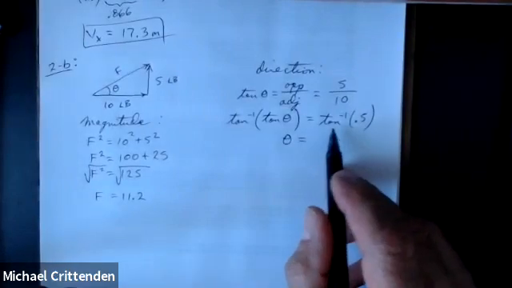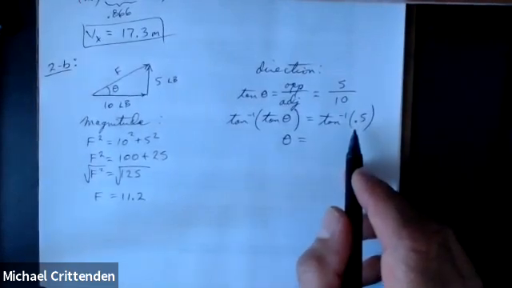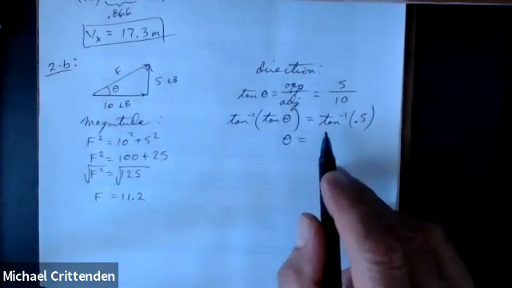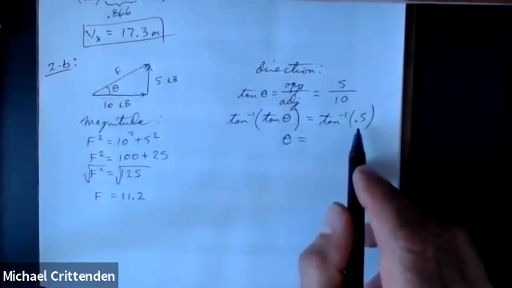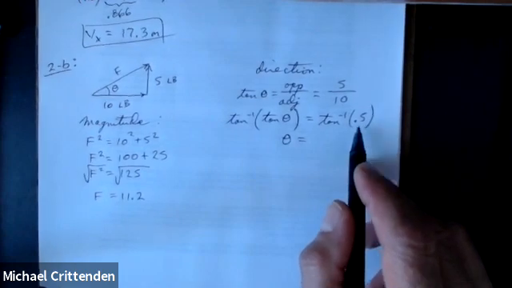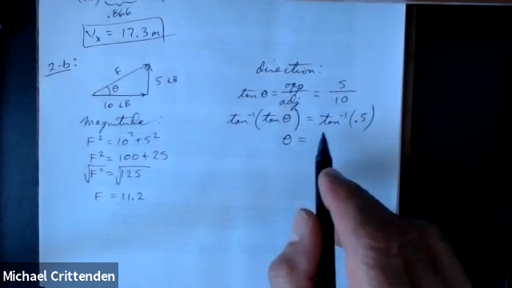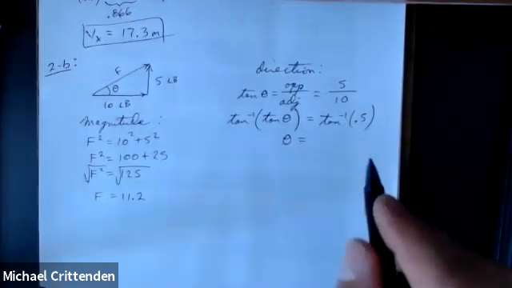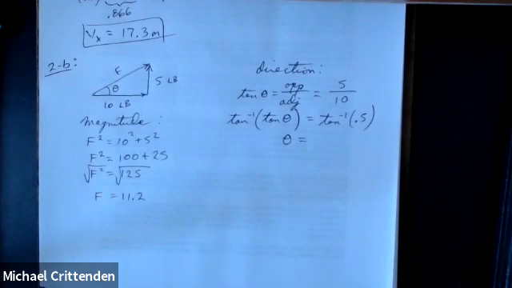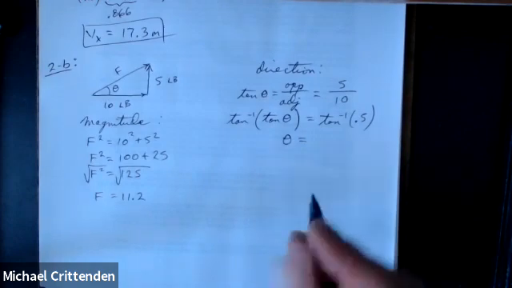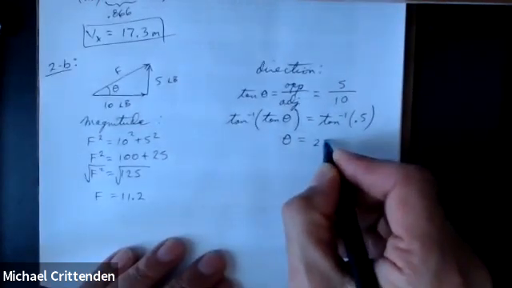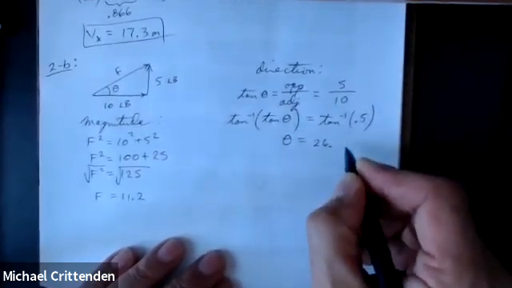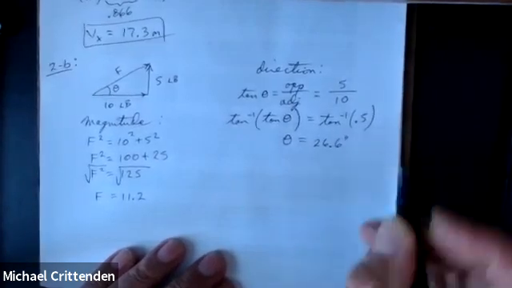And then for the other side of the equals, second function, different calculators, you have to enter things in different order. Some calculators, you put in the 0.5 first, and then you go second function tangent. Others, you go second function tangent first, and then you put in the 0.5. Hopefully you get that figured out. Once you do, you should be getting 26.6 degrees.